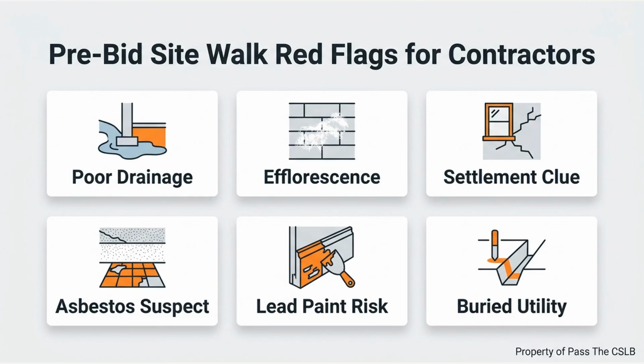This chart gives you the 6 big red flags I want in your head: poor drainage, efflorescence, settlement clues, asbestos suspect materials, lead paint risk, and buried utility exposure. Do not turn those clues into a diagnosis you are not licensed or qualified to make. Turn them into documentation, questions, contingencies, and referrals. That distinction is important. If I see diagonal cracks radiating from a window corner, I am not announcing a structural engineering conclusion. I am documenting observed cracking and recommending evaluation by the proper professional before final price, final scope, or final method.